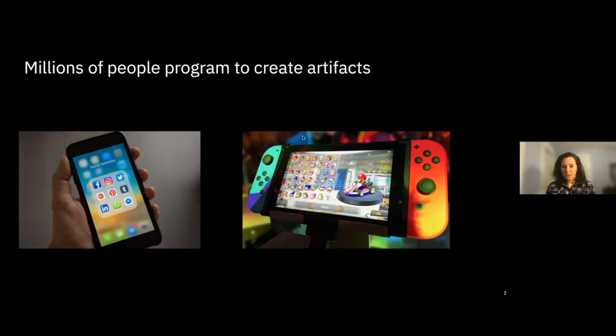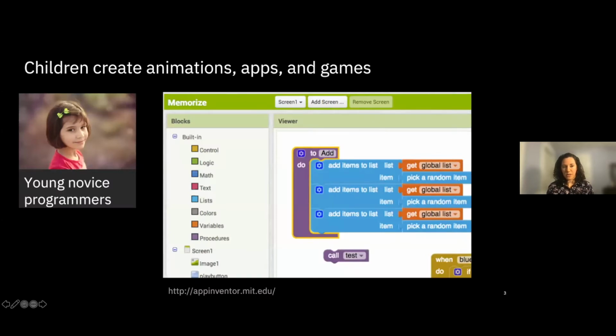So, for example, we have children. Children are one of our growing populations of programmers. They're creating animations, apps, and games. They're often novices, although not always. And they are really focused on what they want to create in a lot of cases. So they're thinking about that end goal, that animation or that game that they're trying to create. They're not necessarily thinking that much about the process of programming or the learning in particular.